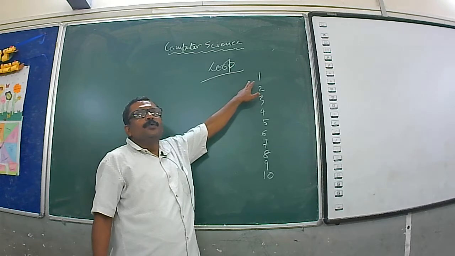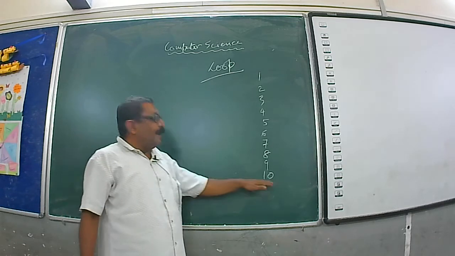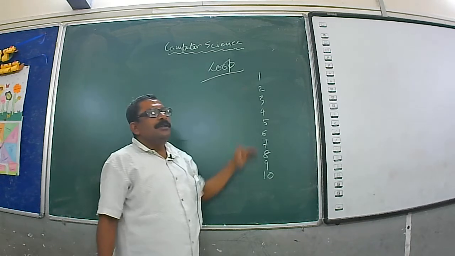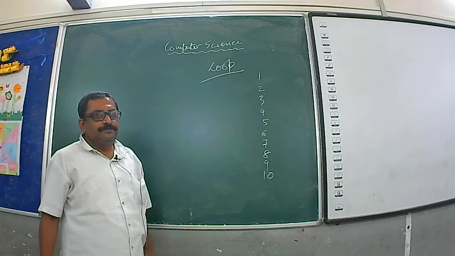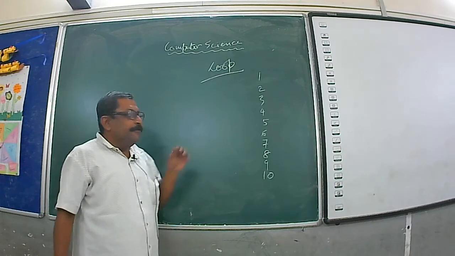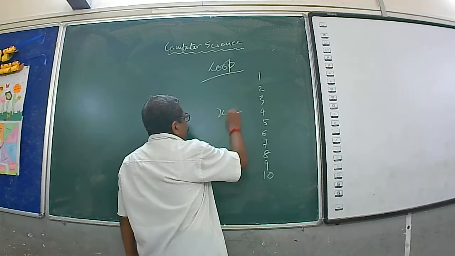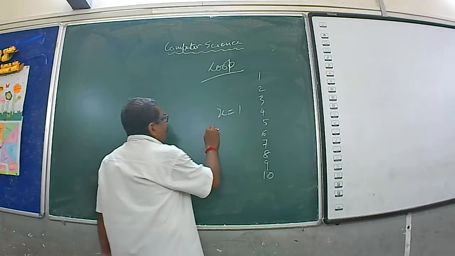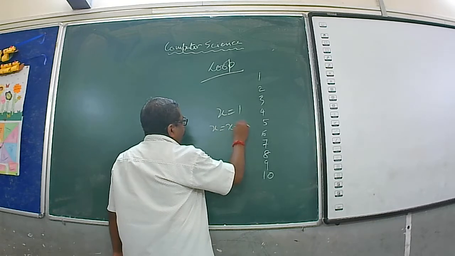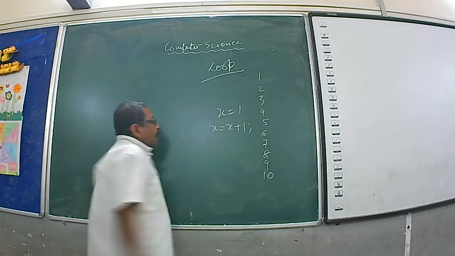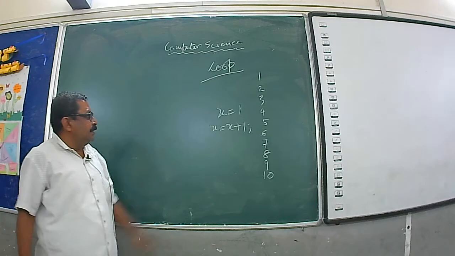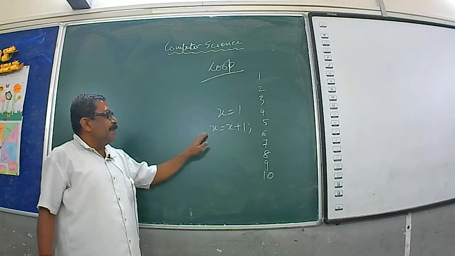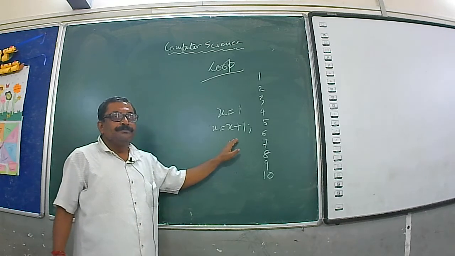start number is 1, last number is 10, and all the numbers are incremented by 1. So, if we write down x is equal to 1, x is equal to x plus 1. First time the value of x is 1, next time the value of x became 2.